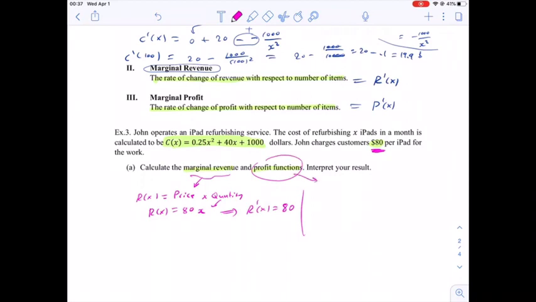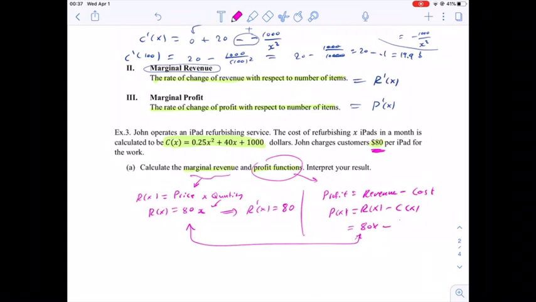Now let's find the profit function and the marginal profit. First we start with the profit function. Profit is equal to revenue minus the cost. So the profit is R of x minus C of x. R of x is 80x from here, minus C of x, which is given here: 0.25x squared plus 40x plus 1000. When we simplify, we get negative 0.25x squared plus 40x minus 1000.